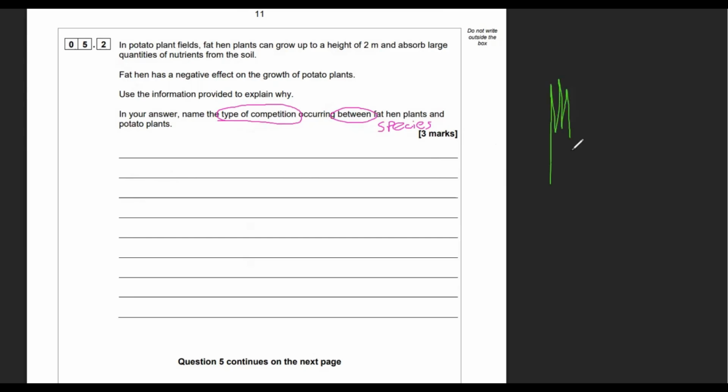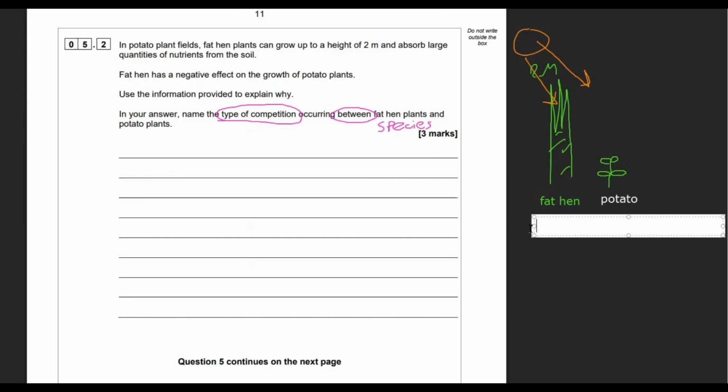In your answer, name the type of competition occurring between fat hen plants and potato plants. Okay, so fat hen plants and potato plants, we can assume are different species. So what type of competition do you get between two different species? You get a certain type of competition inside a species and a certain type of competition between two different species.